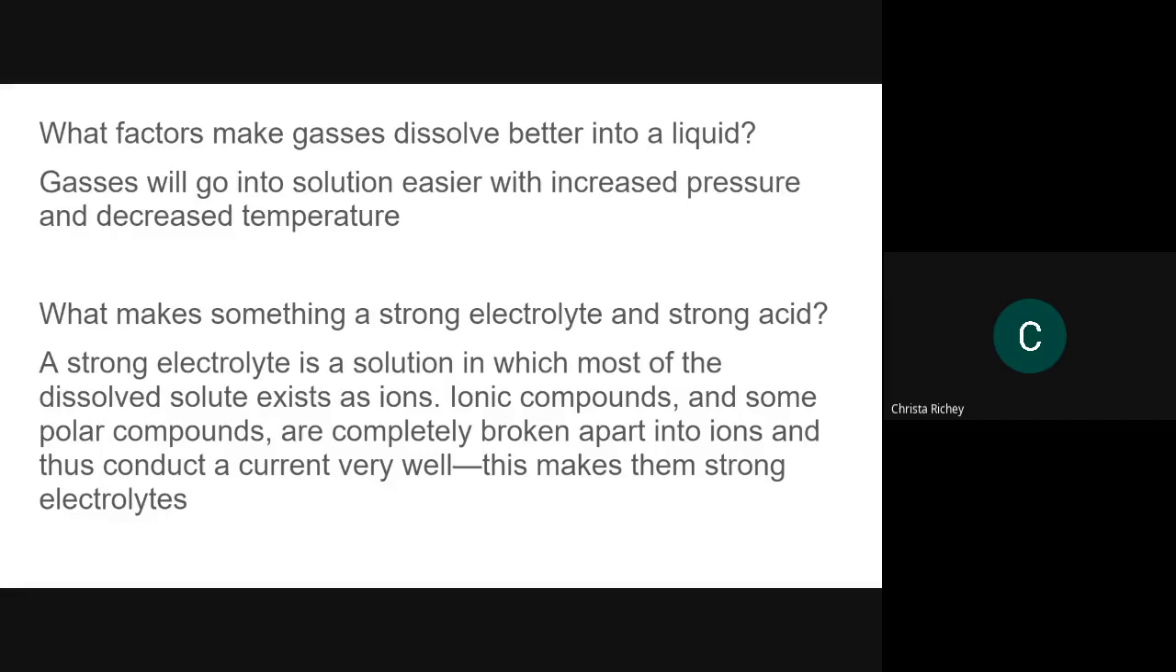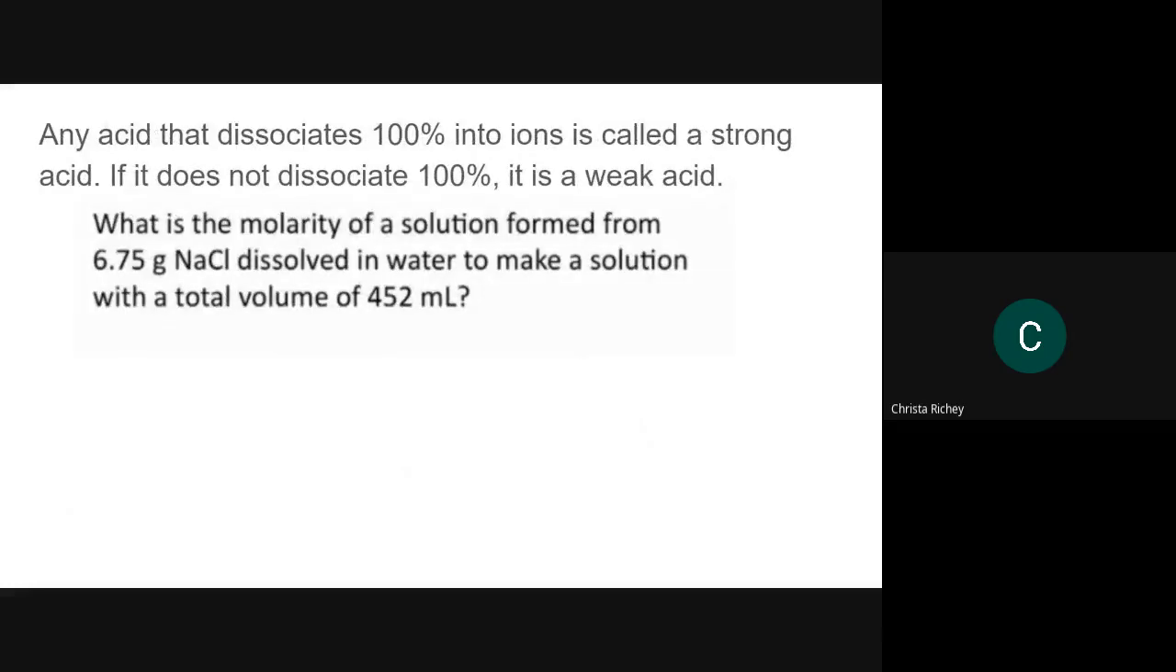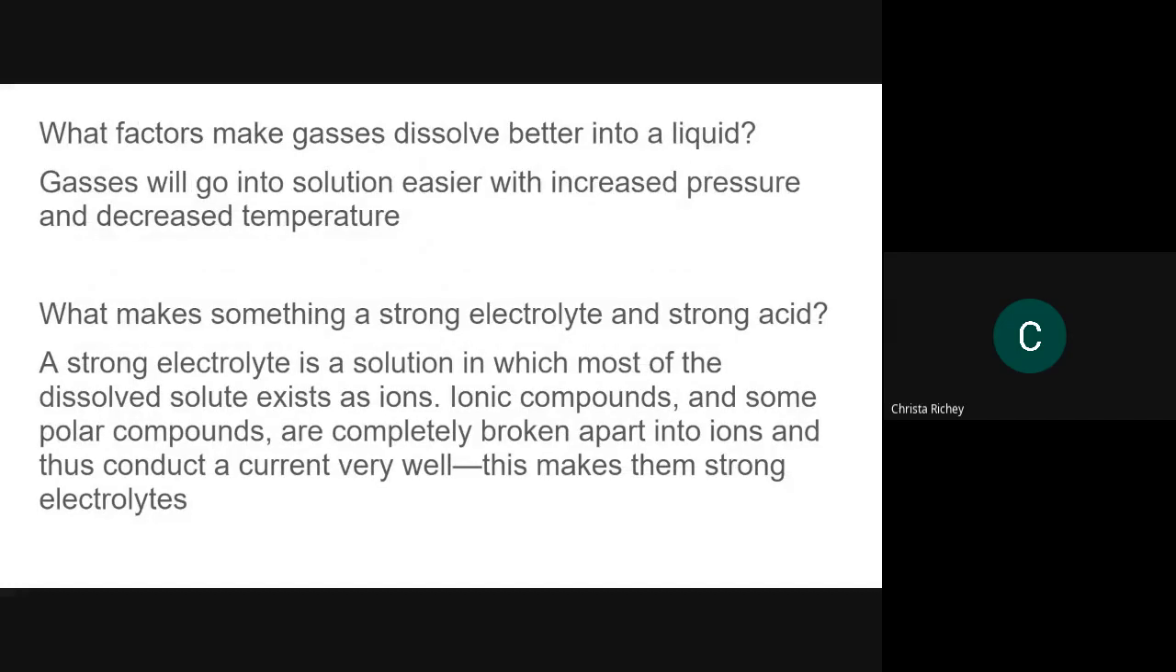Like I said, I have to do strong and weak acids on the next slide. Okay, so I'm answering the strong acid part at the top of the next one, and then we'll go to the next math problem.